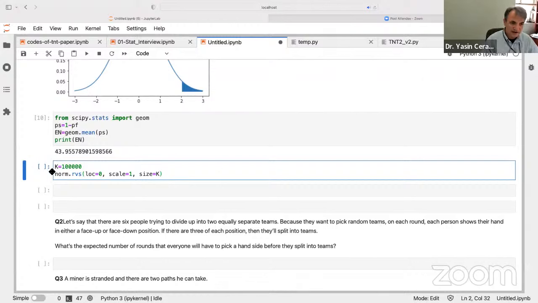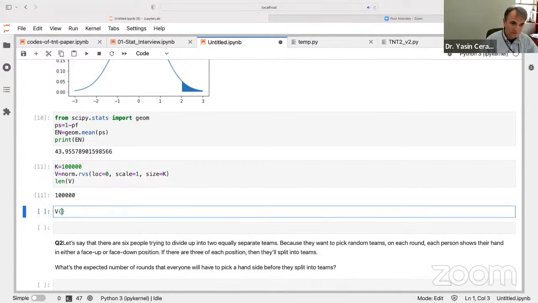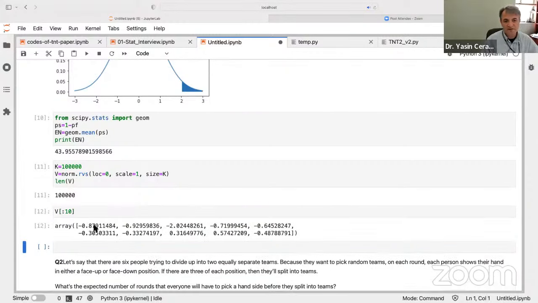Perfect. So let me assign this to a variable. Let's call this V. And then you can even check the length of V. 100,000 samples I have. You can even check how V looks. Right? So these are random numbers. Again, I'm not saying between 0 and 1, right? So they're random numbers between negative infinity and infinity, but most of them are centered around 0. Okay, so I have the pool of random numbers.